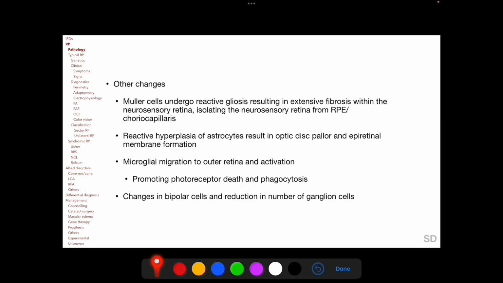Other histopathological changes of RP include Muller cells undergoing reactive gliosis, reactive hyperplasia of astrocytes, which is said to result in the optic disc pallor and epiretinal membrane formation, both typical of retinitis pigmentosa, and microglial migration to the outer retina and their activation, promoting photoreceptor death and phagocytosis.